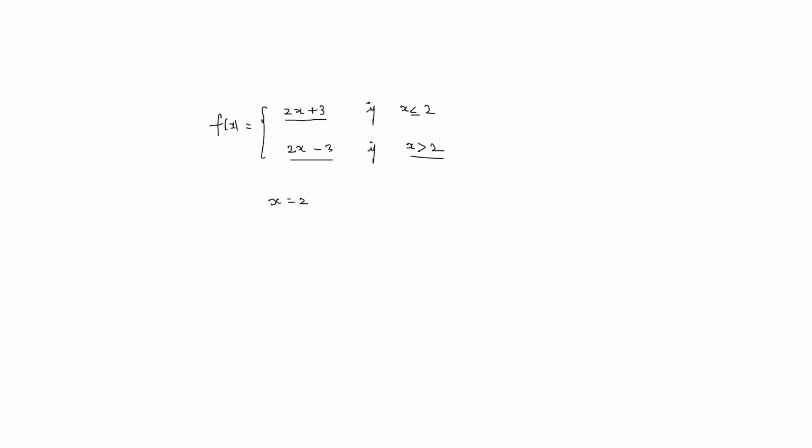Let's check. So f of x, limit x goes to 2 minus. I'm checking right and left hand side. This is my 2, so I'm checking here. So the function value will be, limit x goes to 2 minus of 2x plus 3. I'm going to substitute 2 here. So 4 plus 3, which is 7.